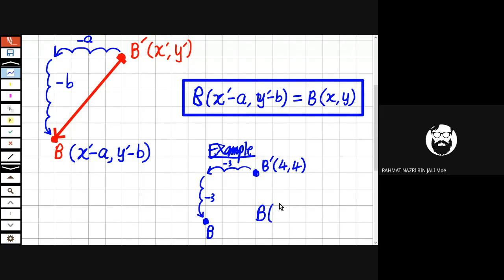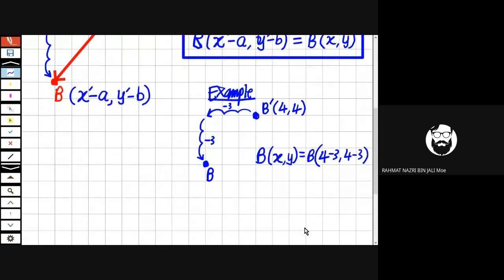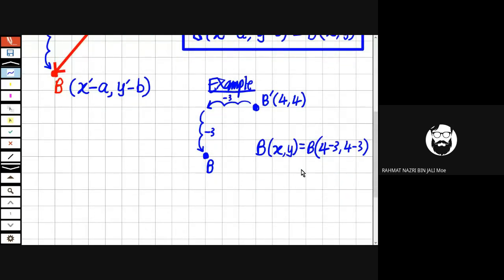Terakhir sekali kita dapat calculate B. Kita tukar position this one, B with the XY is equal to B. Ambil dahulu 4. Tolak terus 3. 4 tolak 3. Jadi akhir sekali kita akan dapat koordinat for the B is 1, 1.